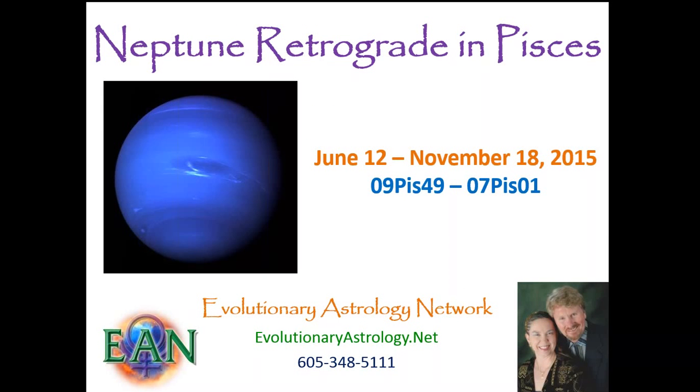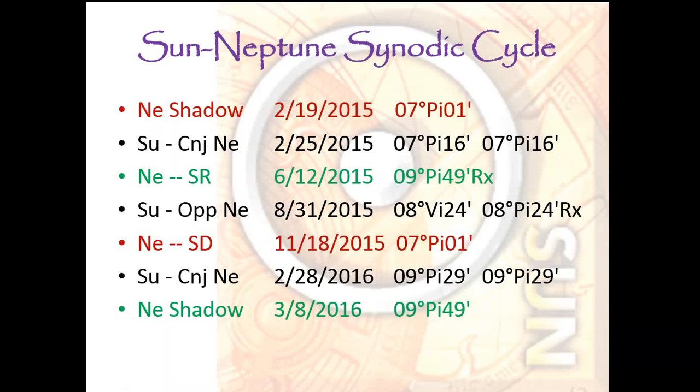And here's our material subject matter again tonight, Neptune retrograde in Pisces. Let's just start out right now with the dates that are going to be important to you. February 19th, Neptune entered its shadow point, which is 7 degrees Pisces, which is where it's going to go stationary retrograde on November 18th.